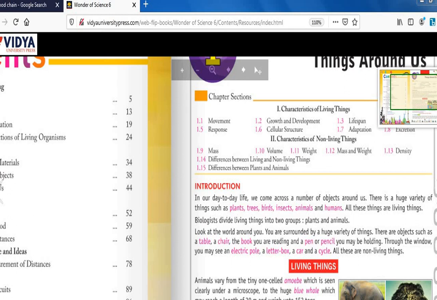For example, we can see around us plants, trees, birds, insects, animals, and humans. And I think what is common in all these things is that they are living things. Plants, trees, birds, insects, animals, and humans, these all are living things. And a few non-living things which we see around us are table, chair, book, electric pole, letterbox, computer, mobile. So these are all non-living things.